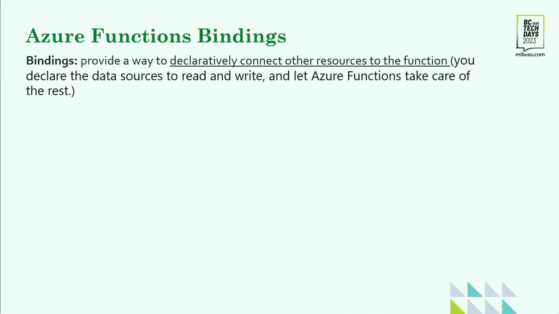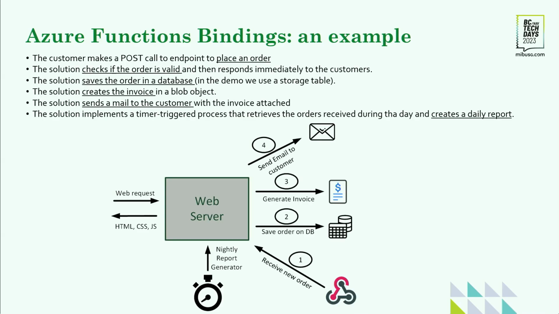But if I have something like this, the example that I will show now, I have a solution where an external application needs to place an order, so it calls my endpoint that receives an order. My endpoint needs to check if the order is valid and then immediately give a response to the customer. Then it needs to save the order into a database. Then it needs to create an invoice for that order and place this invoice into a blob storage. Then it needs to send a mail to the customer.